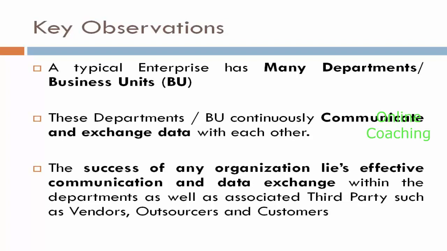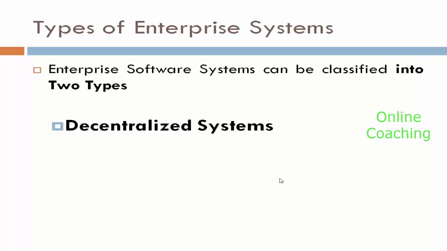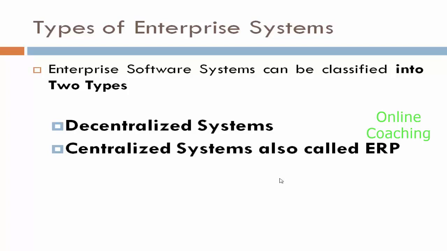Vendors, customers, these are the third-party people. Okay, so if you have this kind of business, I want to make my business computerized. When you search for the systems available in the market, which system do you need to purchase? There are two types of systems available, decentralized system and centralized system. The centralized system we call an ERP.